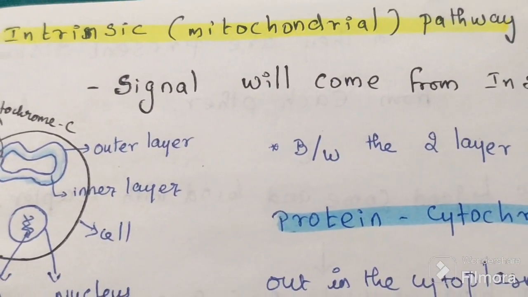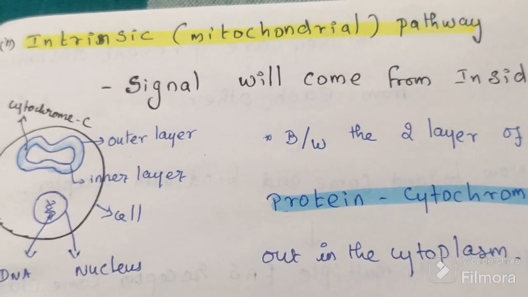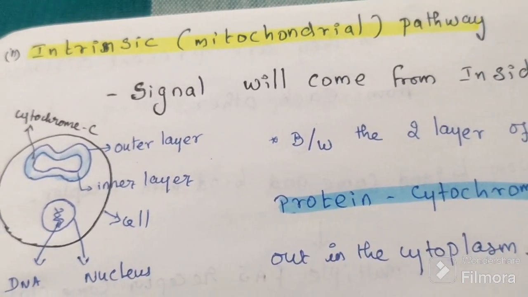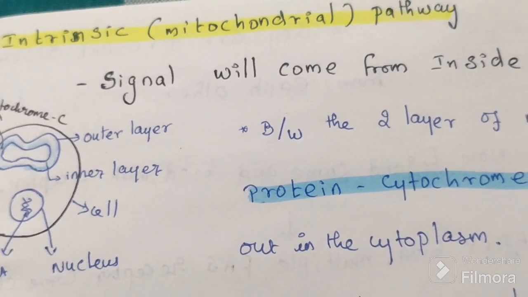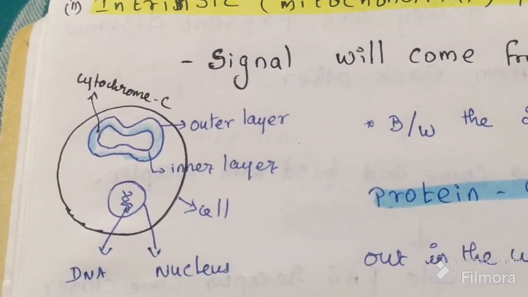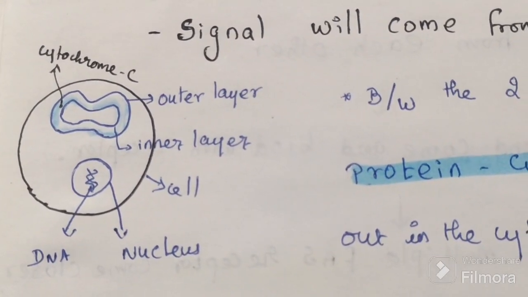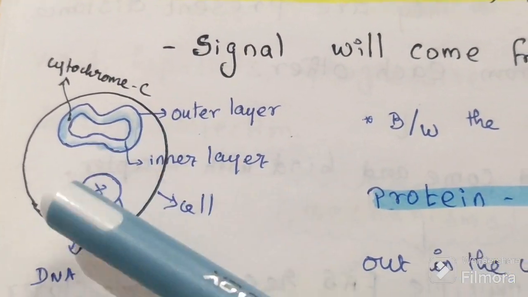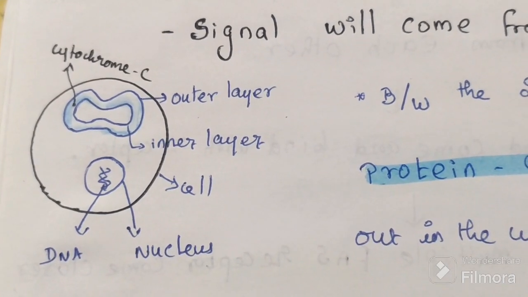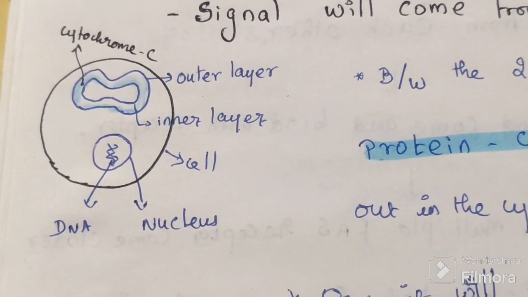Initiation phase of the intrinsic pathway: the signal will come from inside. The intrinsic signaling pathway that initiates apoptosis involves an intracellular signal, a signal from within the cell or mitochondria. An event occurs between the two layers of mitochondria. Between the two layers of mitochondria there is a protein, cytochrome C, which never comes out into the cytoplasm. It is present between the two layers of mitochondria. Once it comes out into the cytoplasm, it causes apoptosis.